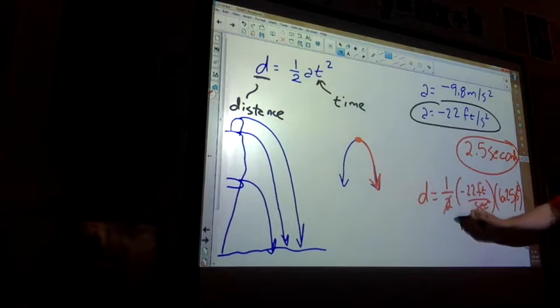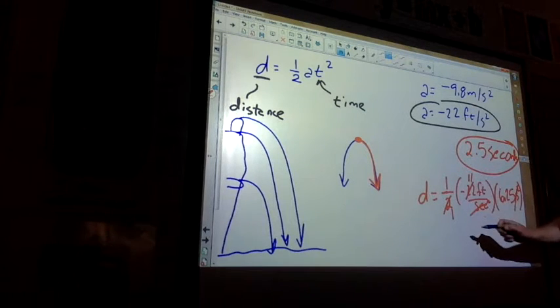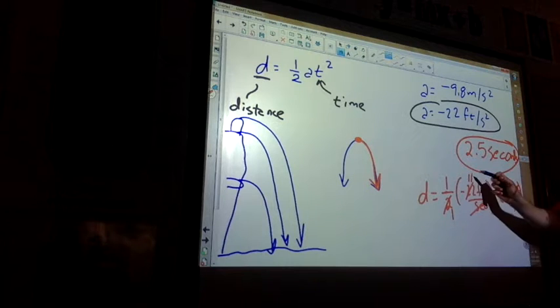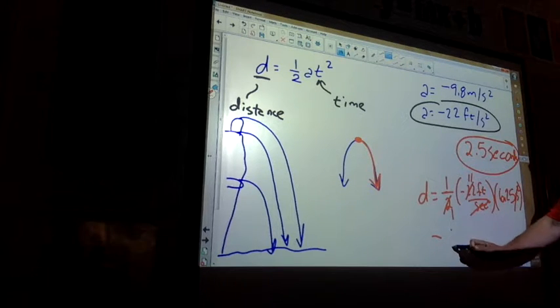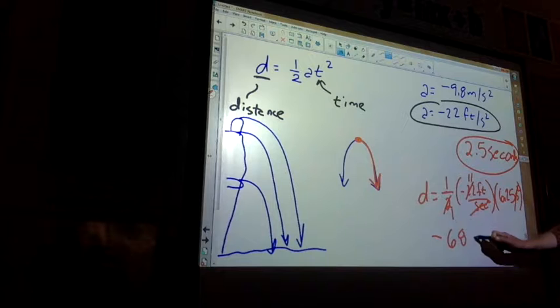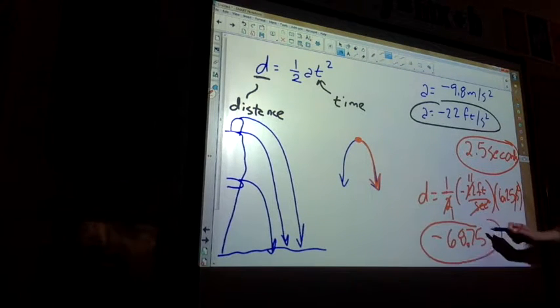So then I go, oh, well, 2 goes into negative 22. That's negative 11. And your answer is going to be negative, okay, because you're falling. So you think about your distance: you fell from a higher distance to a lower distance. So what does that come out to? 6, 8, 7, 5, 2 decimals, 8. Can somebody multiply that real quick? 11 times 6.25. Tell me if I got it right.